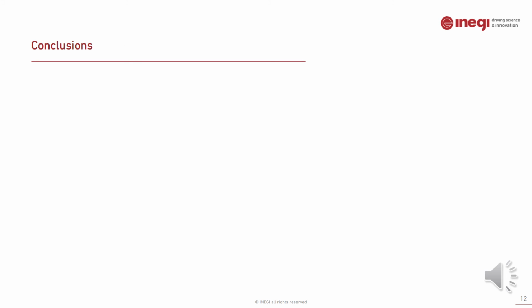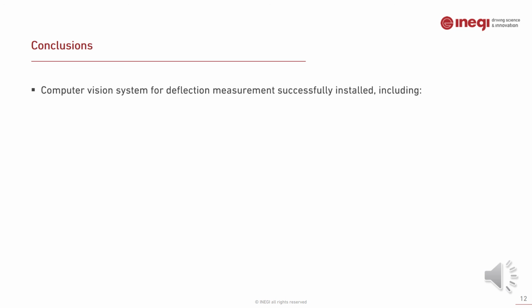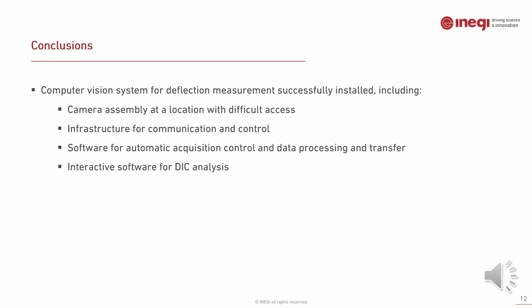And so to conclude, we can first remark on the successful installation of a computer vision monitoring system for deflection measurement on the runway's beams. And this includes a robust camera assembly at a location with difficult access, the whole infrastructure for communication and control, the software which automatically controls the acquisition and processes and transfers the data, and interactive software which allows us to process and visualize the data.